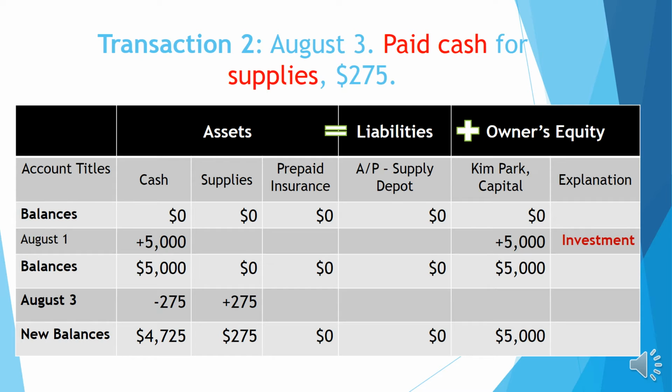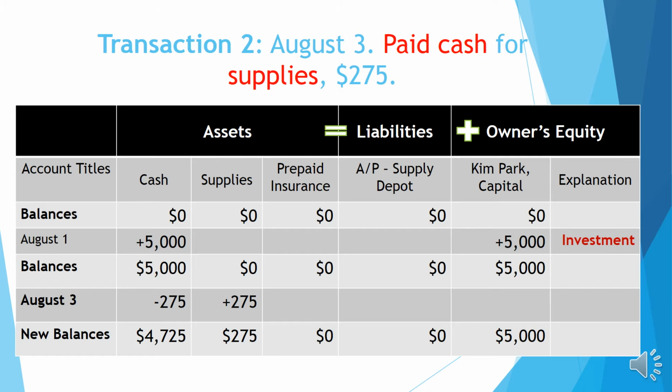And our capital account is still $5,000, so we'll bring our $5,000 down. Now we need to prove that assets equal liabilities plus owner's equity. So we're going to add up our asset accounts. $4,725 plus $275 plus 0, we will get $5,000 for our assets.